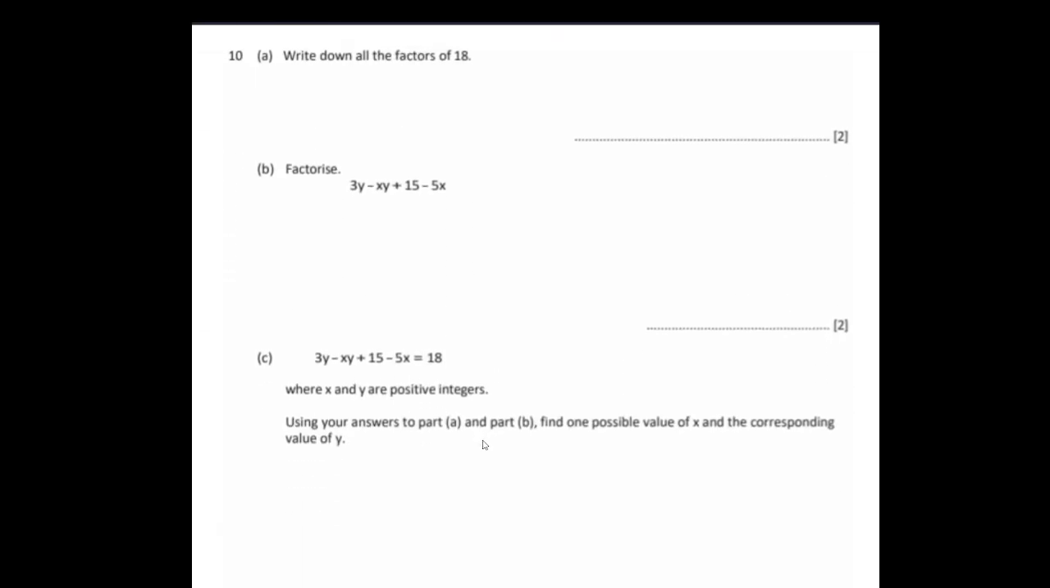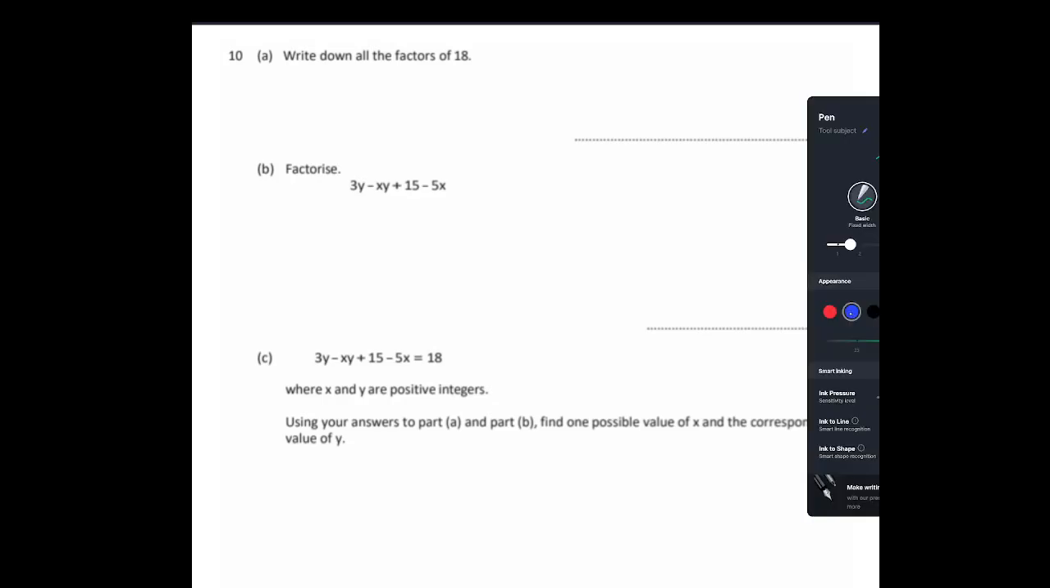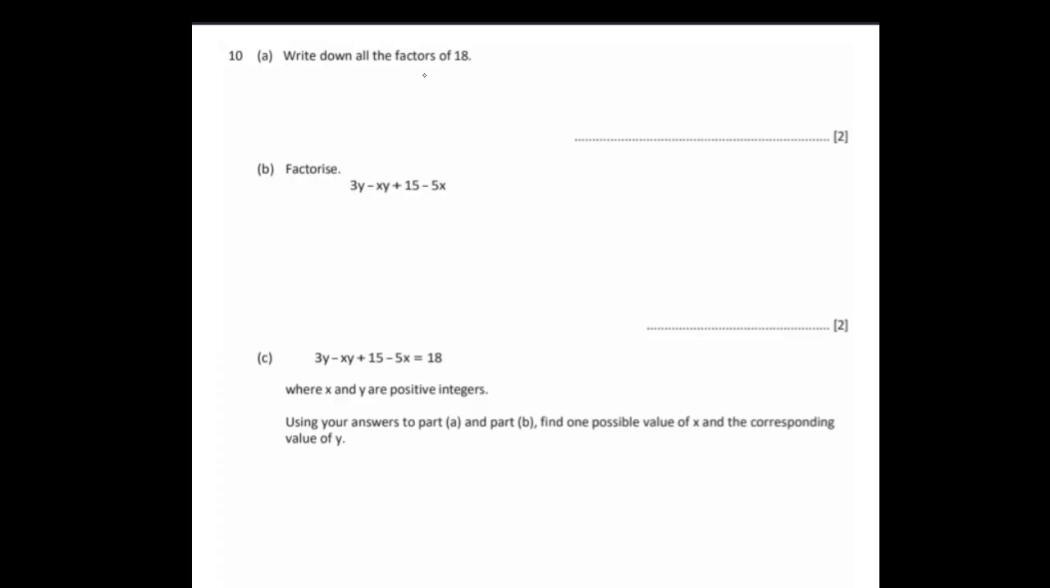Question number 10 now. Write down all the factors of 18. For writing the factors of 18, you need to check in every number what is the other factor you are getting. Like 1 into what is 18? So 1 into 18 is 18. 2 into what? 2 into 9 is 18. 3 into what? 3 into 6 is 18.